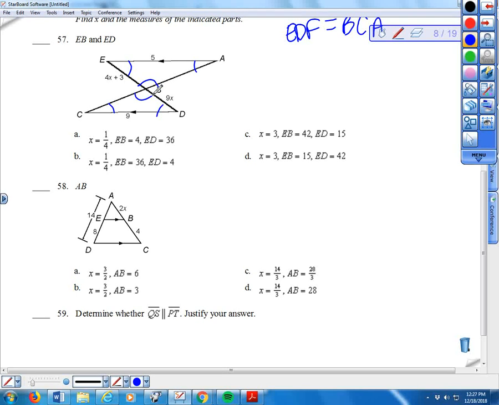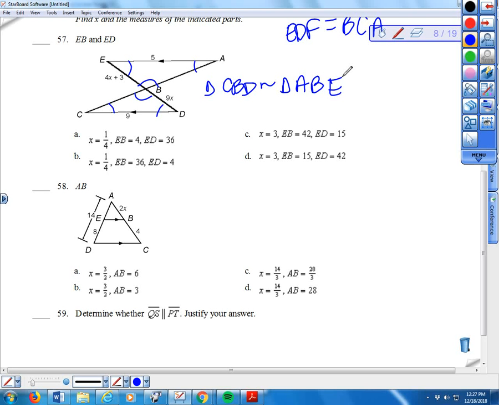So I know they're similar. So what's the similarity statement here? If this angle goes to this, if I write this triangle as CBD, picking whatever letters I want to, well, C corresponds to A, B corresponds to itself, and then I have E. That's my similarity statement.